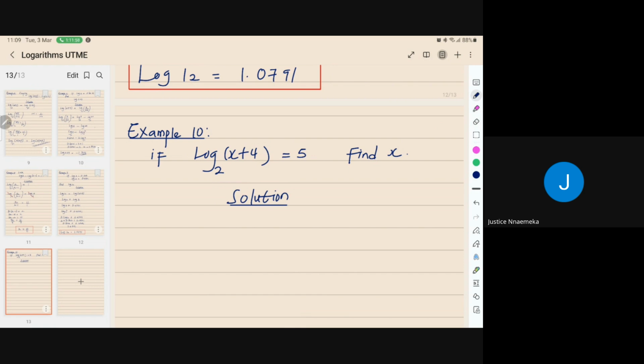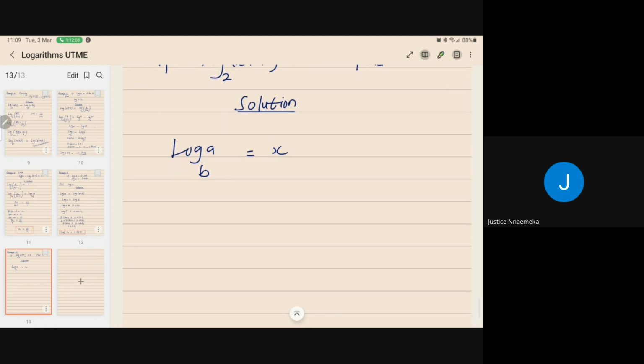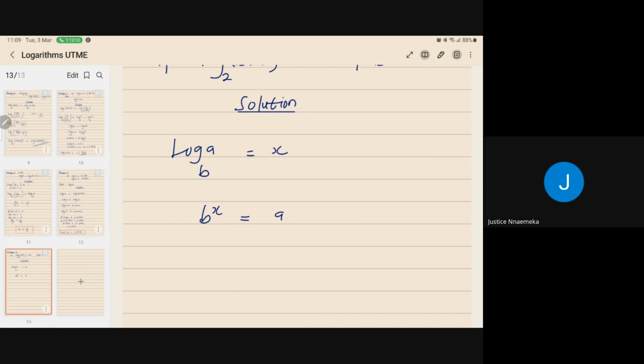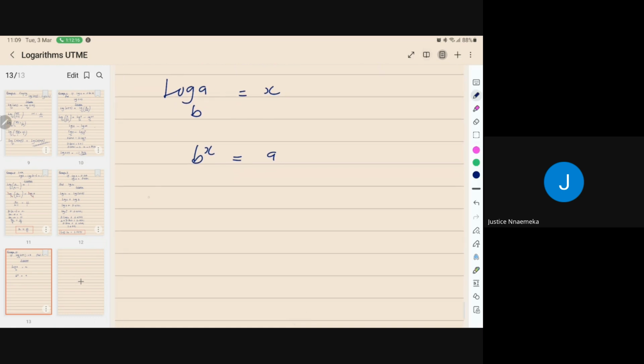That's what it means. So remember that when I have something like log base b of a equal x, it simply means that b to the power of x is equal to a. So that same thing is applicable here. So for that very number they gave us, which is log base 2 of x plus 4 equal 5, it simply means that 2 raised to power 5 is equal to x plus 4.